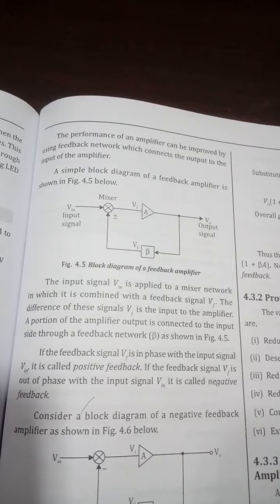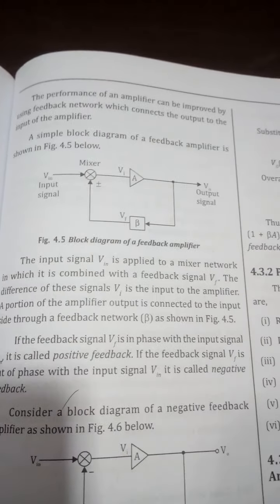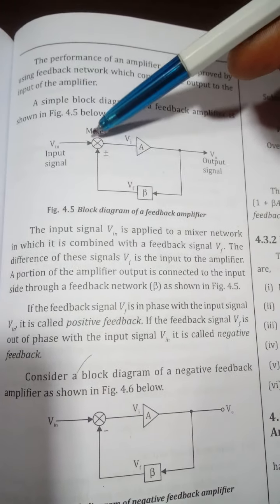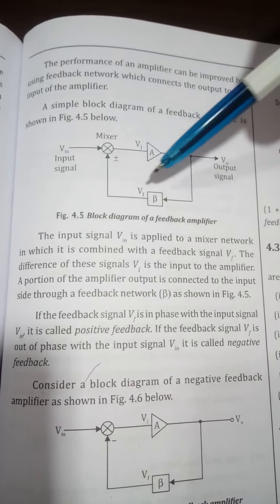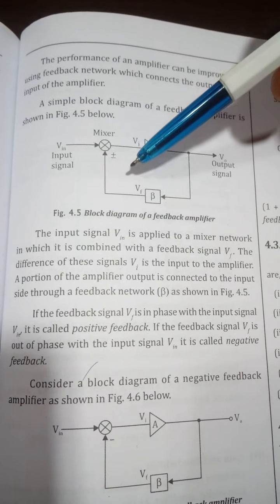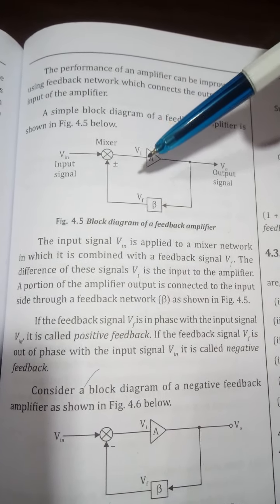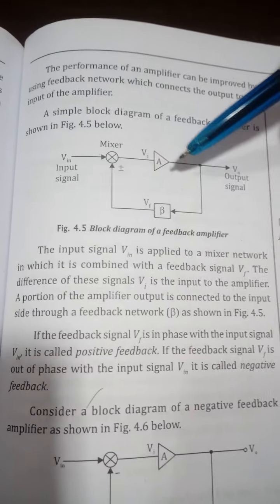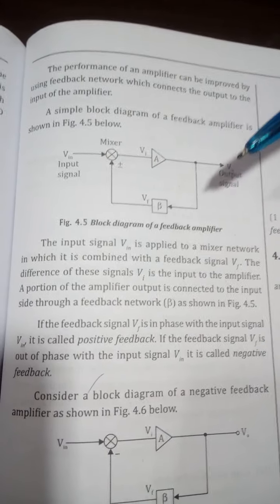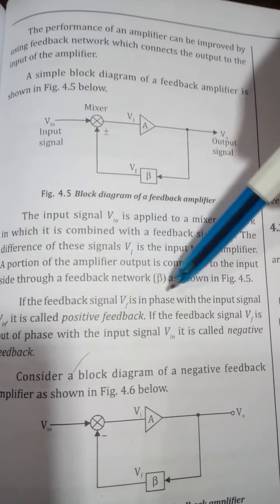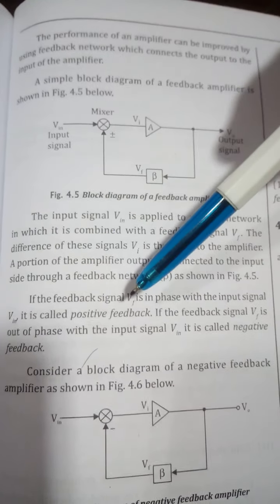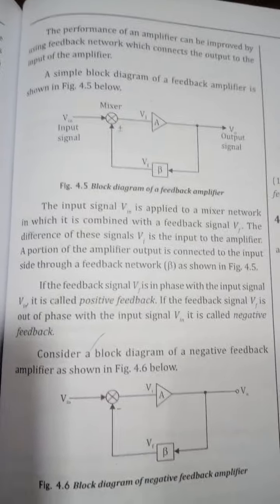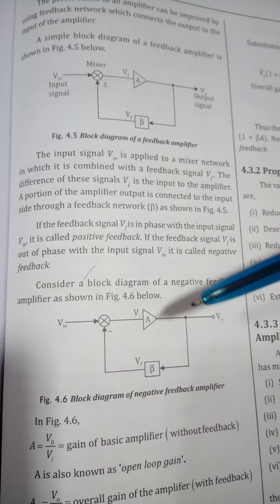The performance of an amplifier can be improved by using a feedback network which connects the output to the input of the amplifier. Here they have considered the input signal as V in. It is applied to the mixer of a network which is combined with the feedback signal Vf. The difference of these signals, Vi, is the input to the amplifier, and a portion of the amplifier output is connected to the input, as you can see in the diagram. If the feedback signal Vf is in phase with the input signal Vin, it is called positive feedback. If the feedback signal Vf is out of phase with the input, it is called negative feedback.